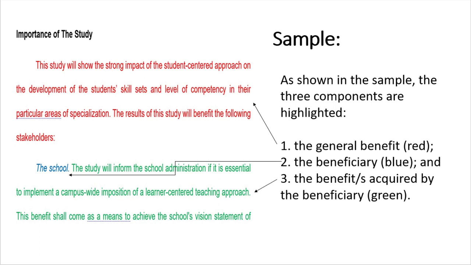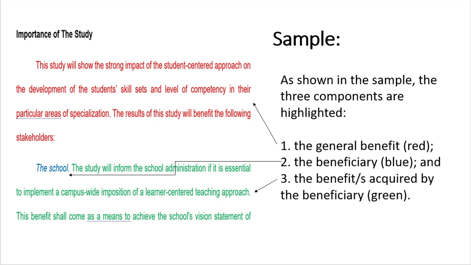Now, please take note that whenever we identify beneficiaries, we always enumerate them in a particular order. And we start from the macro order down to, or the macro beneficiary down to the micro beneficiary. What do I mean by macro to micro? It means that we start with the biggest institution, the biggest group, and then we work our way down to the most specific beneficiary of the research.